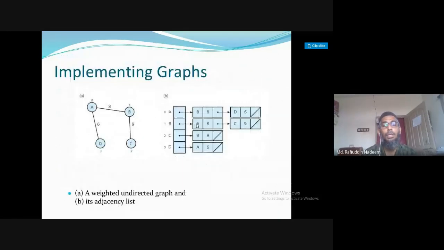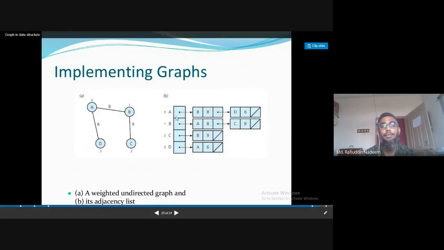Now here, an array of all the vertices A, B, C, D has been directly taken, and each one is a linked list. See, there is an edge from A to B and A to D. So A is connected to a node which has the B value and its weight, as well as a pointer which has the address of the next node. Then it has D with the value 6, and there is null.